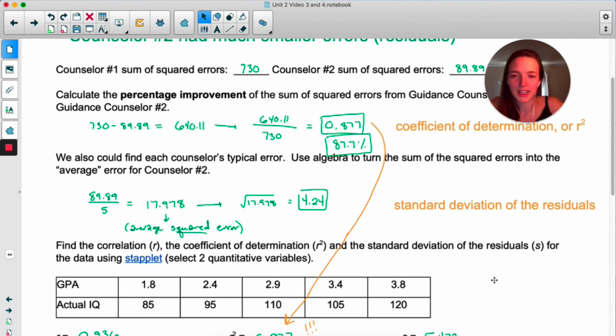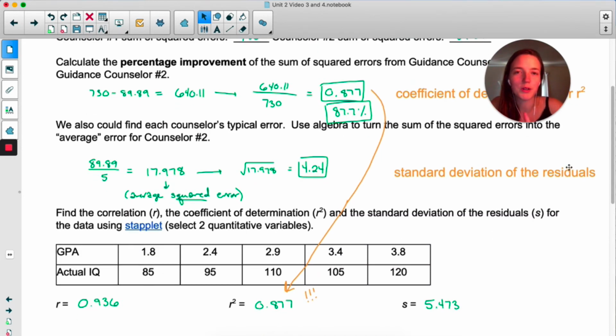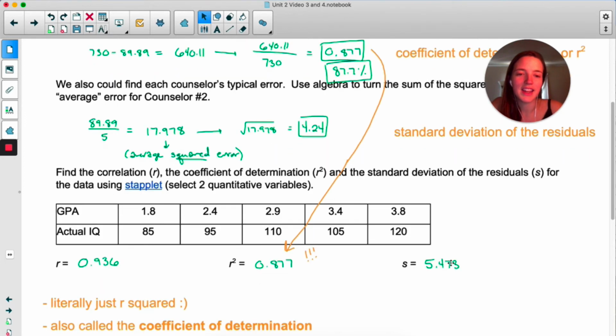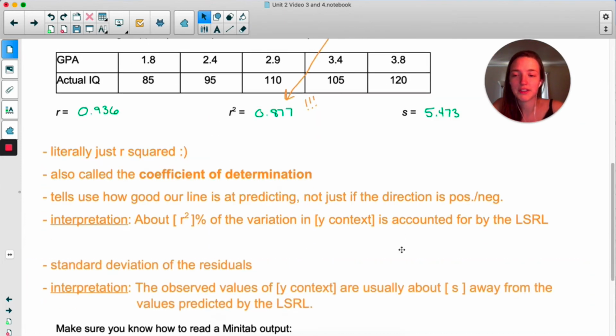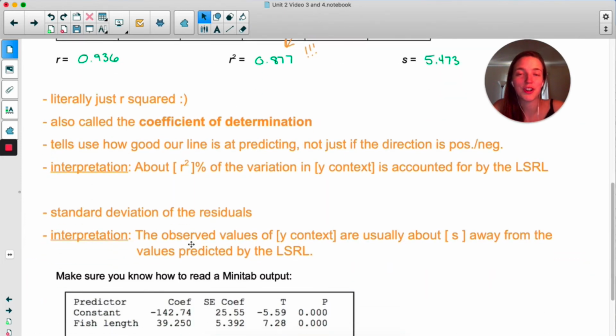Okay, so now let's go back and look at standard deviation of the residuals, because the one we calculated was 4.24, and the one that Statplet gave us was 5.473, which is not quite the same. They are close, but they're not exactly the same like R squared was. The reason for that is the formula actually divides by n minus 2, and we just divided by n. The reasoning for that is not really important at the moment, especially because you'll probably never have to calculate this by hand again. So we're not really going to get into the n minus 2 at the moment. The important things you have to know about standard deviation is that it's the standard deviation of the residuals, and you have to know how to interpret.